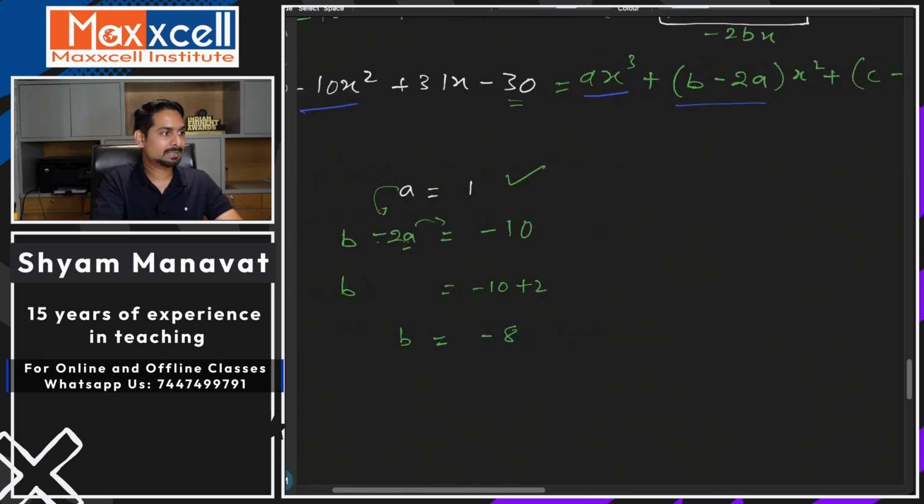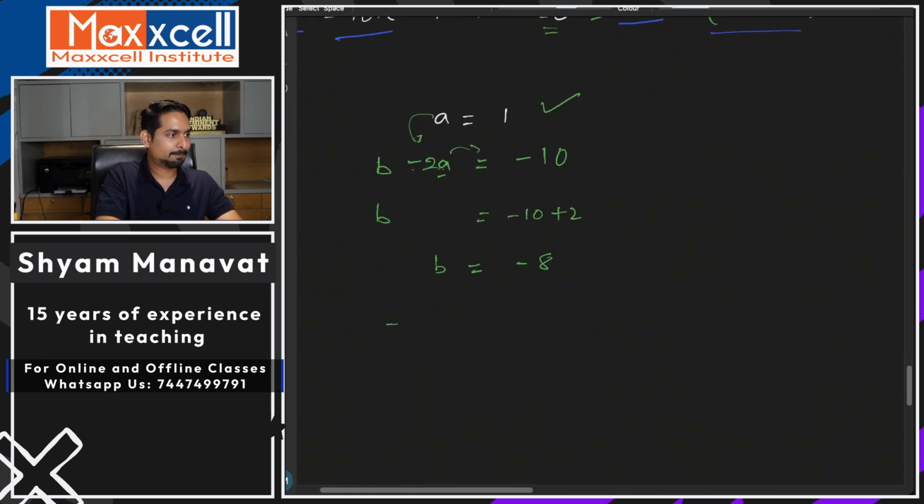So minus 2c equals minus 30. At the end you need the values of a, b, c. So this is by comparing the cube term, this is by comparing the square term, and this is by comparing the constant term.